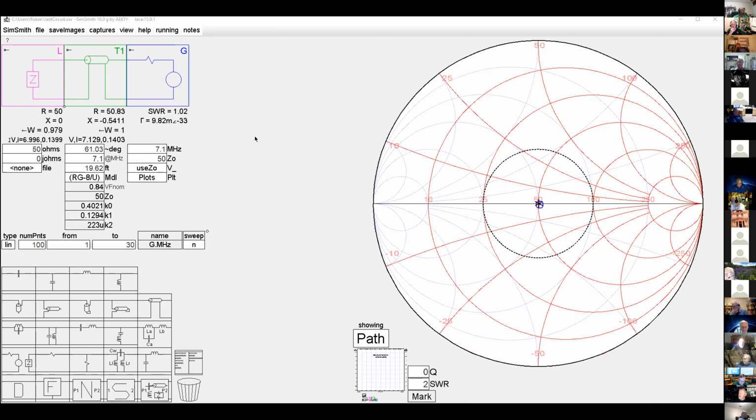Now you have to know a little bit more about what you're trying to accomplish than just how to use the tool, but the tool will definitely help you.